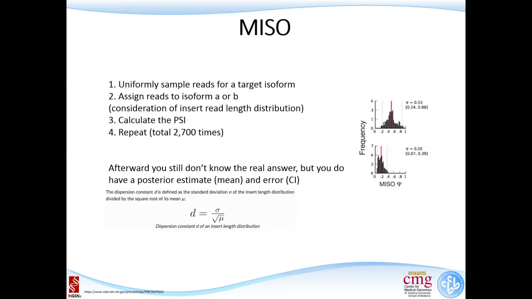MISO doesn't have a direct way to compare large numbers of samples. However, you can compare one sample to another using a Bayesian information algorithm that MISO provides as well.